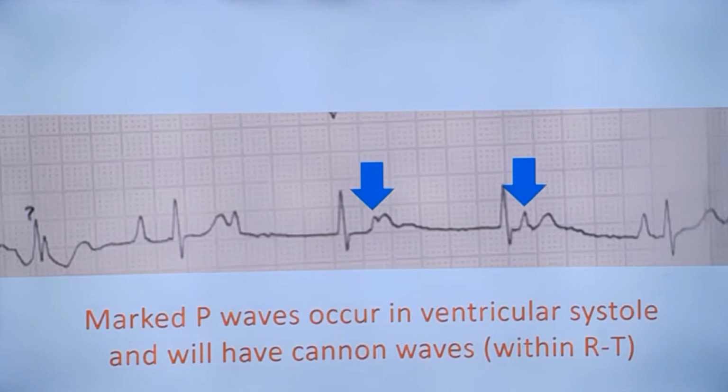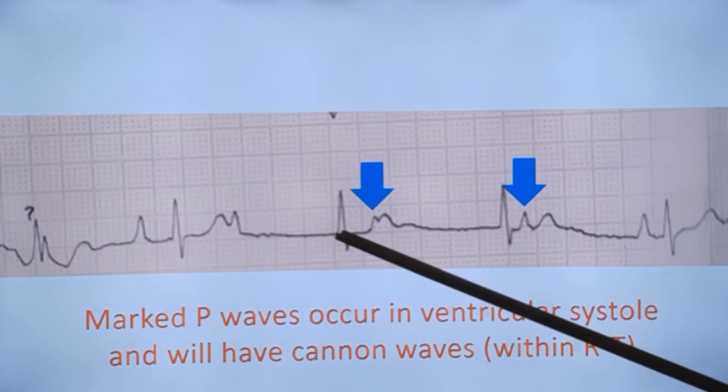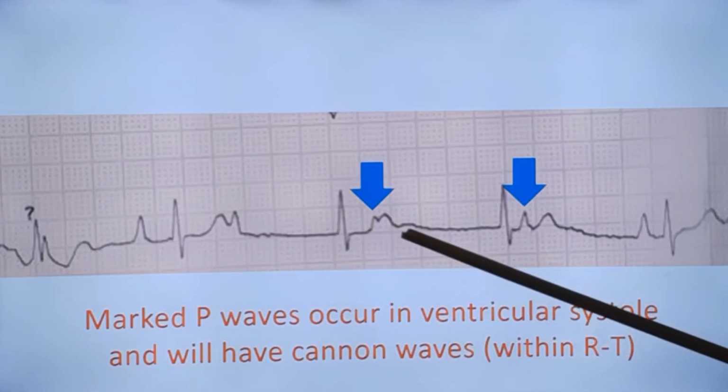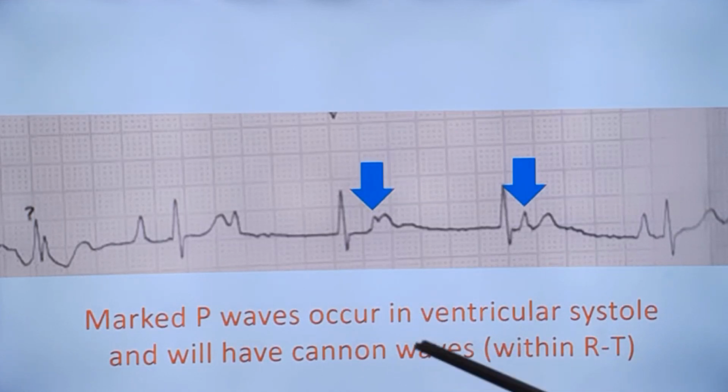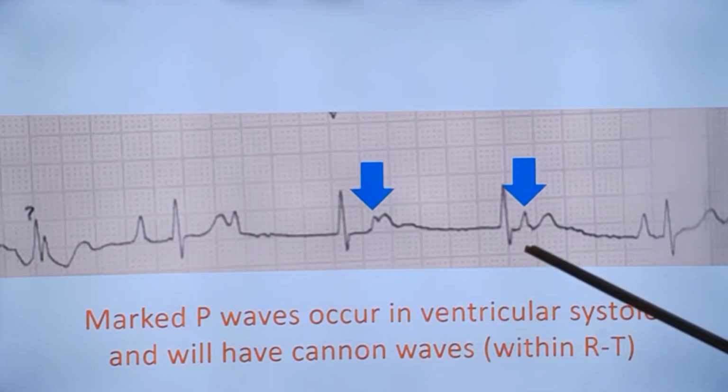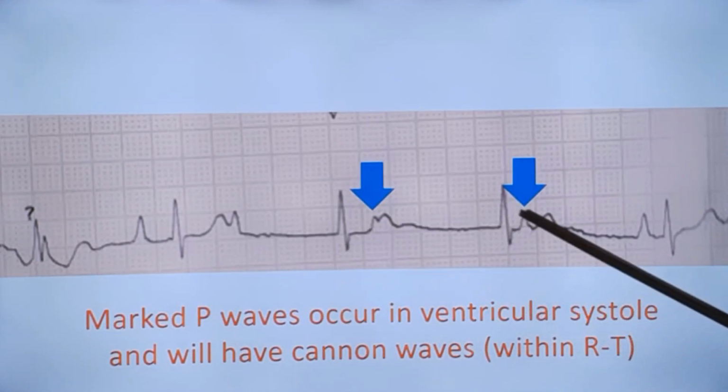And if the P waves occur during ventricular systole, as in complete heart block, it can produce cannon waves. This period between the peak of R and end of T is the electrical systole of the ventricle. So if a P wave occurs in this segment, there will be atrial contraction against a closed tricuspid valve, producing very prominent waves in the jugular venous pulse. It will be very prominent in this situation because both are occurring during systole. That is known as cannon waves.